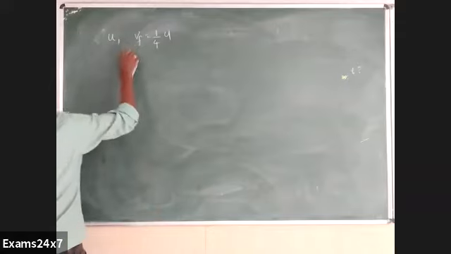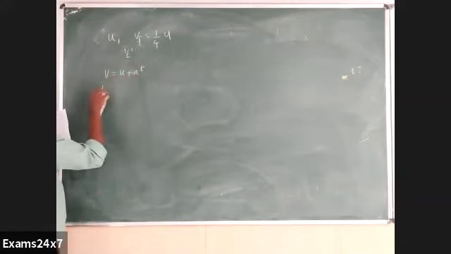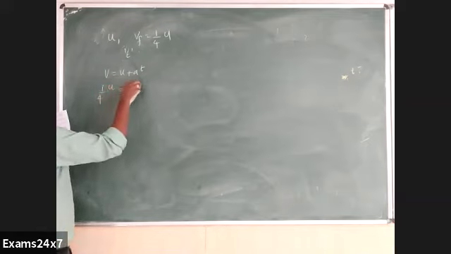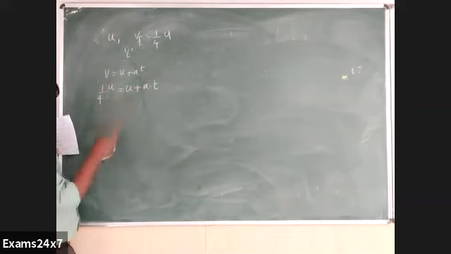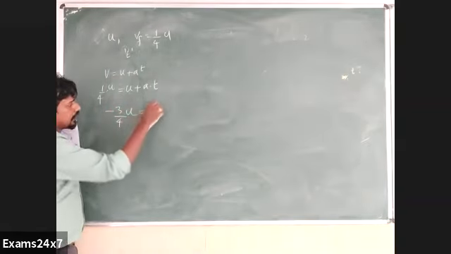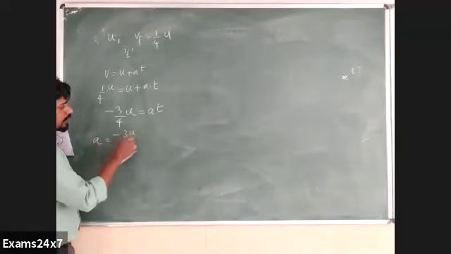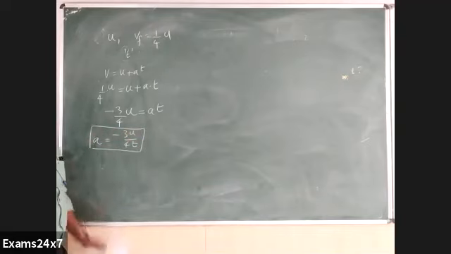Time taken is t. Find out acceleration. You know that v is equal to u plus at. V is 1/4 u equal to u plus a into t. 1/4 u minus u is minus 3/4 u equal to at. Or acceleration is minus 3u by 4t.